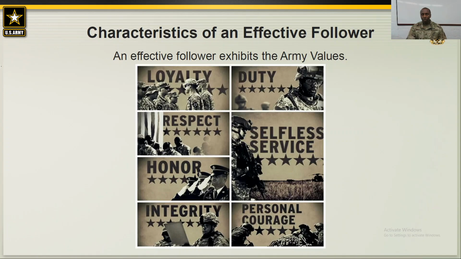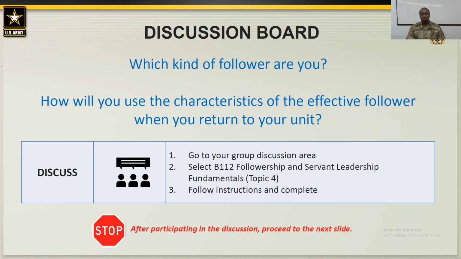All right. And this brings us to discussion board topic number 4. What kind of follower are you? How would you use your characteristics of effective following when you return to your unit, or when you're done with this lesson? After participating in this discussion, proceed to the next slide. But at this time, pause the video and complete this topic.